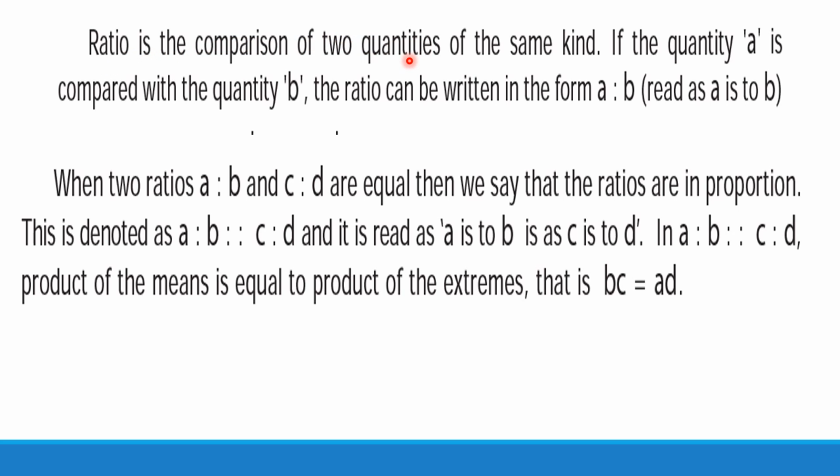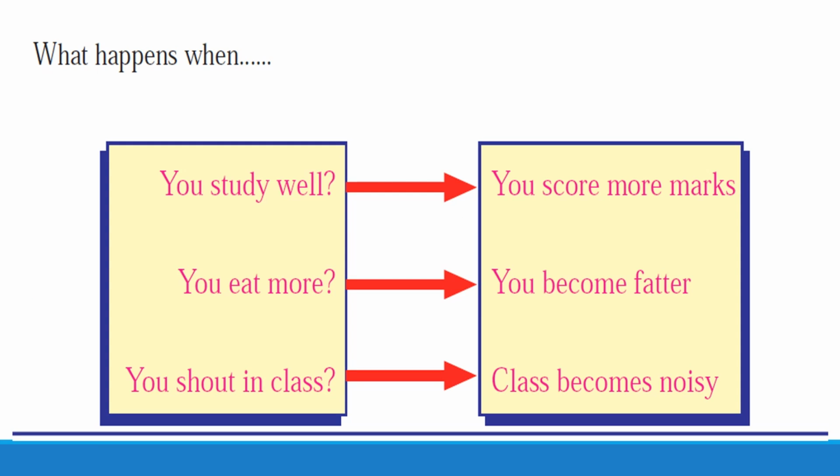If A is to B and C is to D are equal, we say that the ratios are in proportion. So already you know that product of means equals product of extremes. That is BC equals AD. Okay. So here are given some examples for variation.